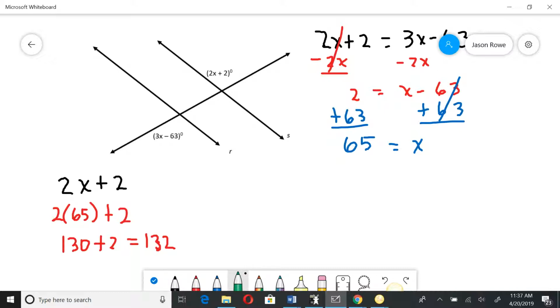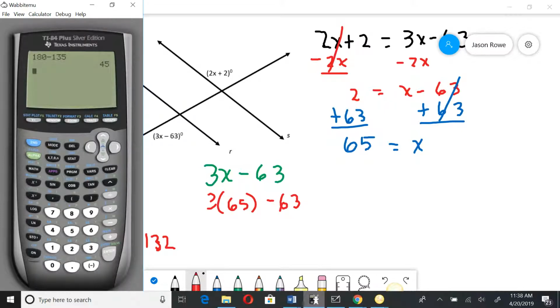Okay, so now I'm just going to verify the other angle, just so you can see that they do actually equal. All right, so there's 3x minus 63. We're going to replace x with 65. Again, pull out your calculator. Don't mess this up just because you're not using your calculator.